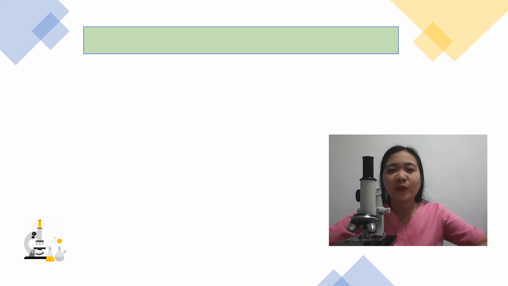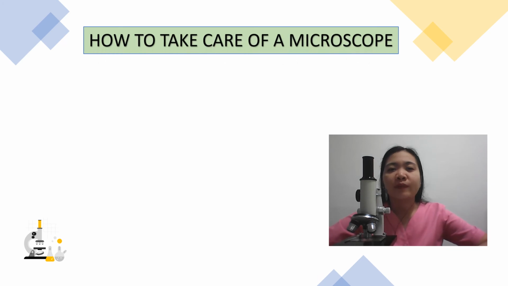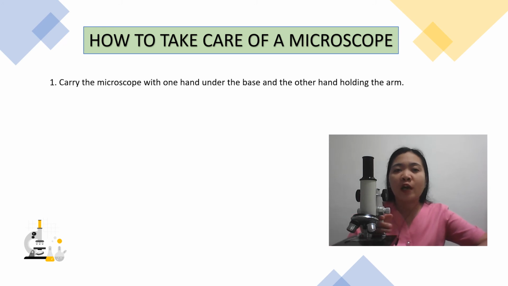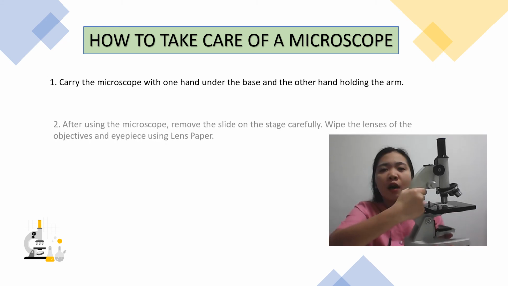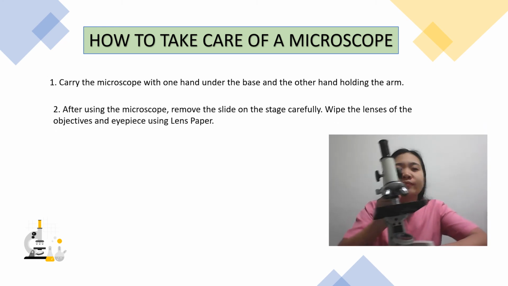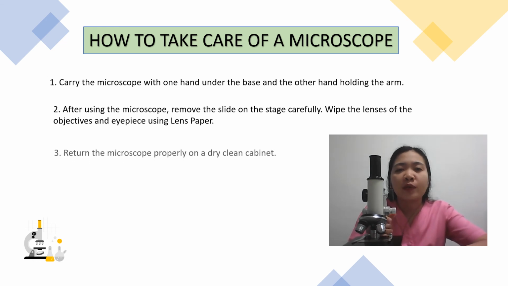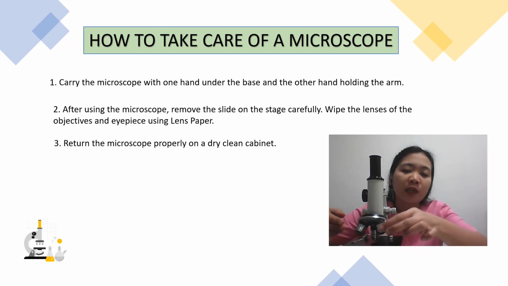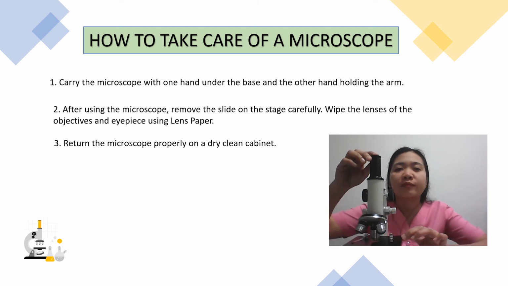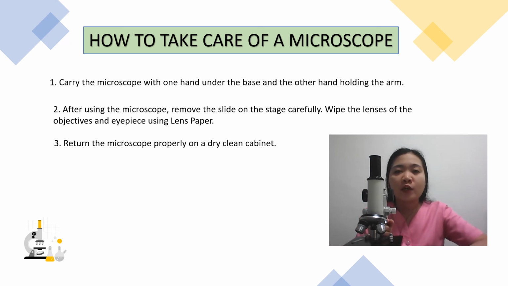After learning how to focus a specimen under the microscope, it is very important to take care of it. There are different ways how to take care of a microscope. If you're carrying the microscope, carry it using one hand under the base and the other one on the arm, like this. After using the microscope, remove the slide on the stage carefully and using your lens paper, you can wipe the lens of the objectives as well as the eyepiece. Return the microscope properly to a dry, clean cabinet.